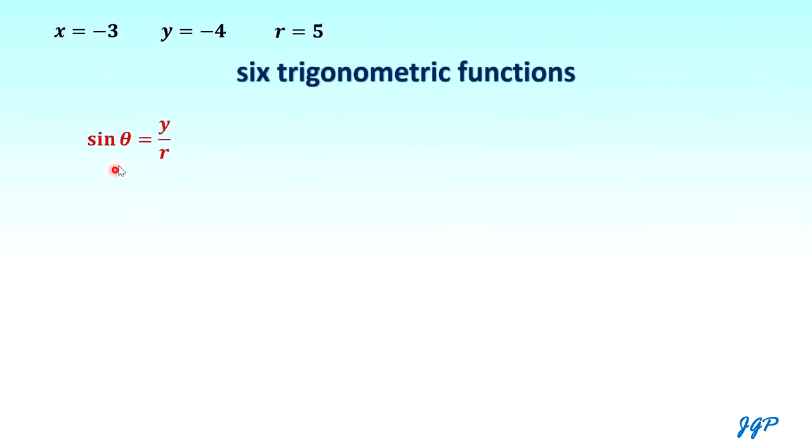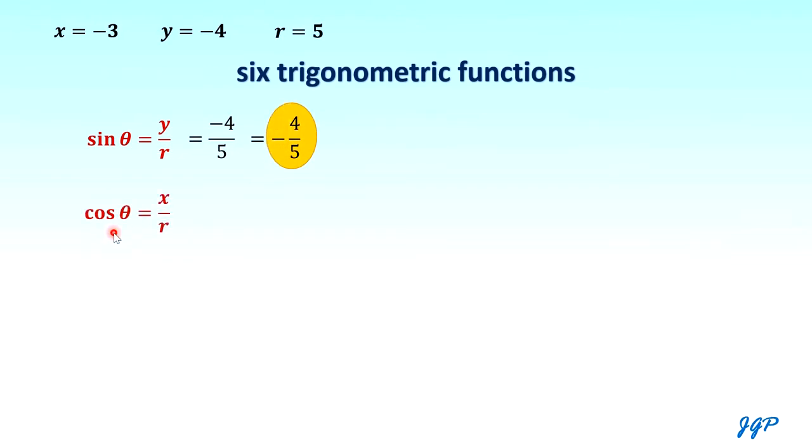So let's start with sine theta, and that is equal to y over r. So let's replace this y by negative 4 and replace this r by 5. So we now have negative 4/5. And we can rewrite it as negative 4/5. So that is the value of sine theta.